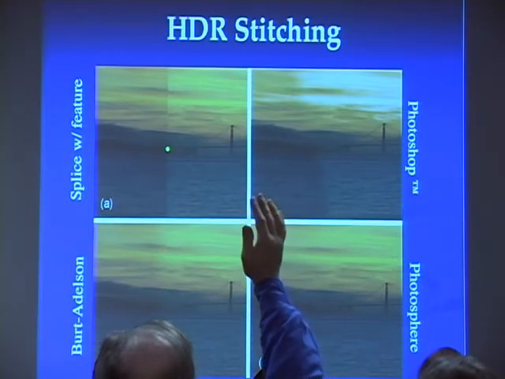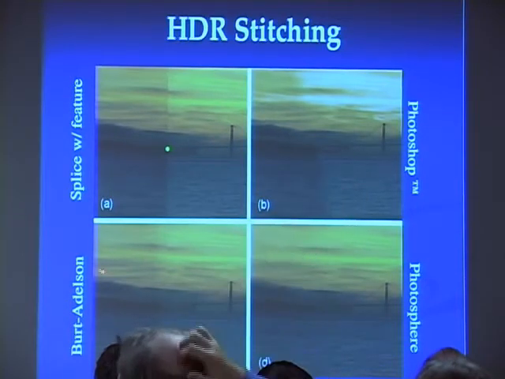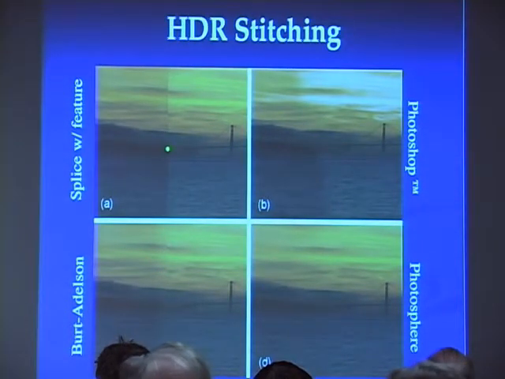This is my implementation of Burt Adelson. The problem with it is that you can still see the splice, because even though you're splicing the correct frequencies, you have changes between the images that show up.